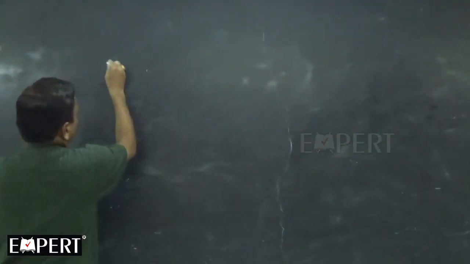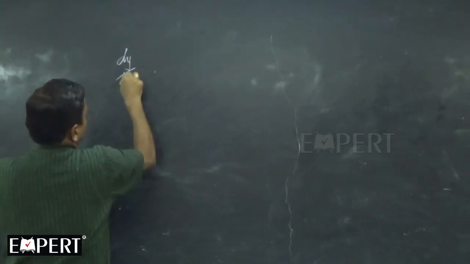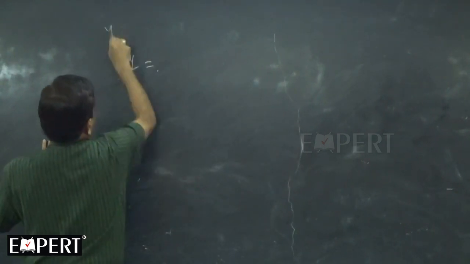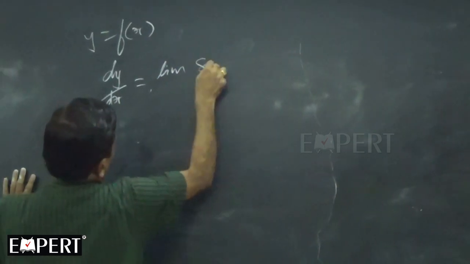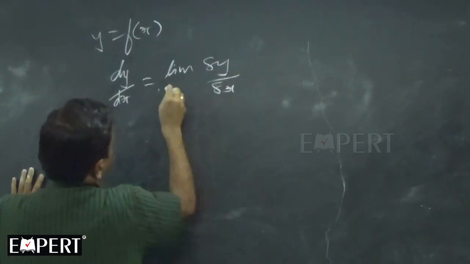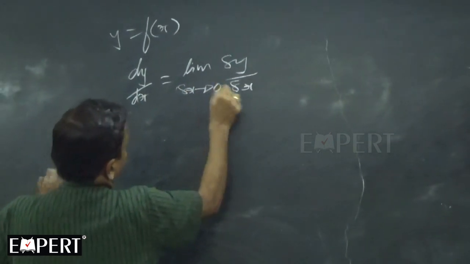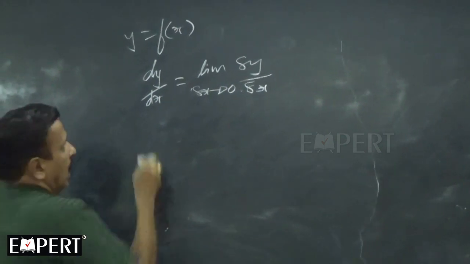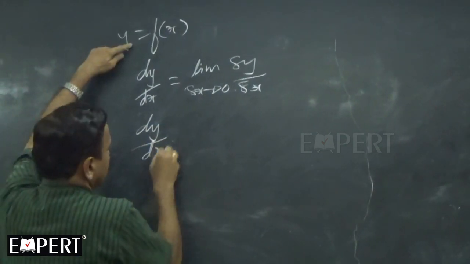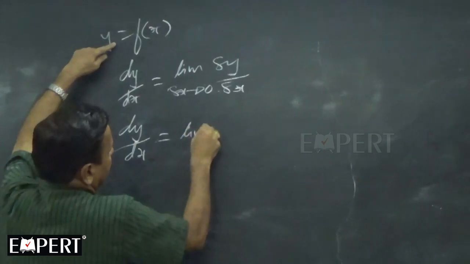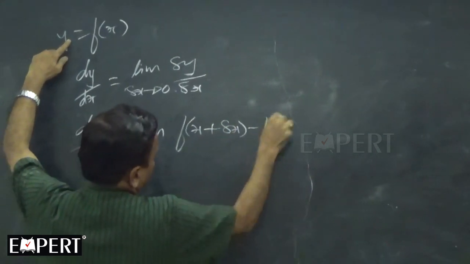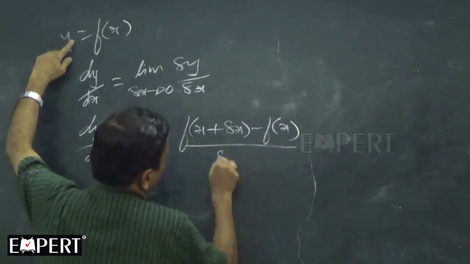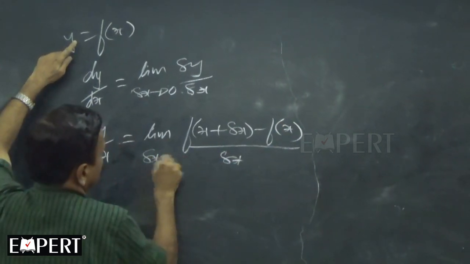Once again, I repeat, what is dy by dx? This is for the function y is equal to f of x. dy by dx is the limit of delta y by delta x when delta x tends to 0. How to find dy by dx for the function y is equal to f of x? dy by dx is the limit of f of x plus delta x minus f of x, divided by delta x, when delta x tends to 0.